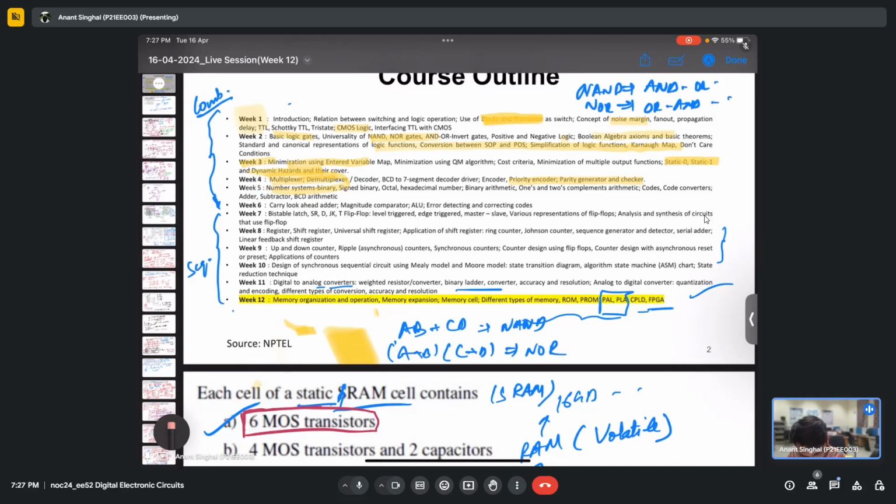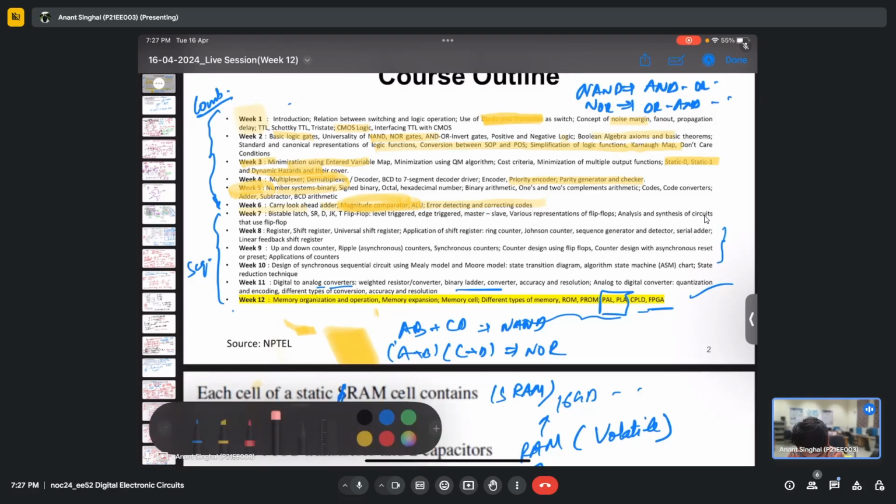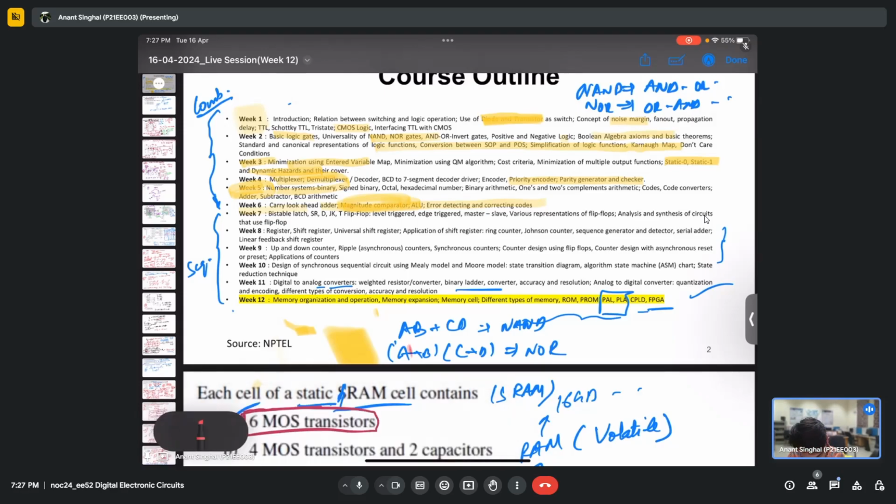Week 5 was all about number systems. I hope it is already clear that number systems is important and also very easy. Then at the end we have certain adders, and the magnitude comparator is again a very important topic. Then we can come to the sequential part, in which we have SR, D, JK flip-flops, and you should know how to convert each of them into each other.